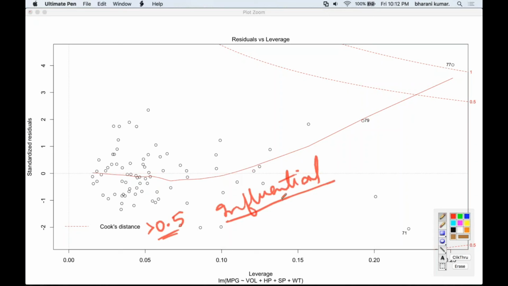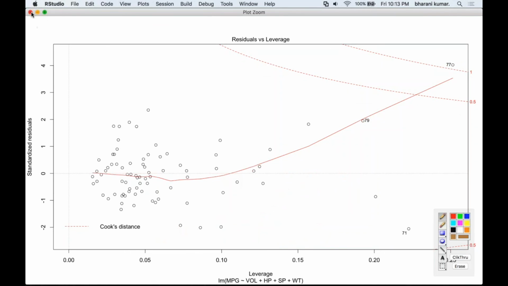Assignment for you all. What is the difference between influential observation and outlier? If you see here, there is one value which is falling beyond 1. Anything greater than 0.5 is an influential observation. So 77 is an influential observation.